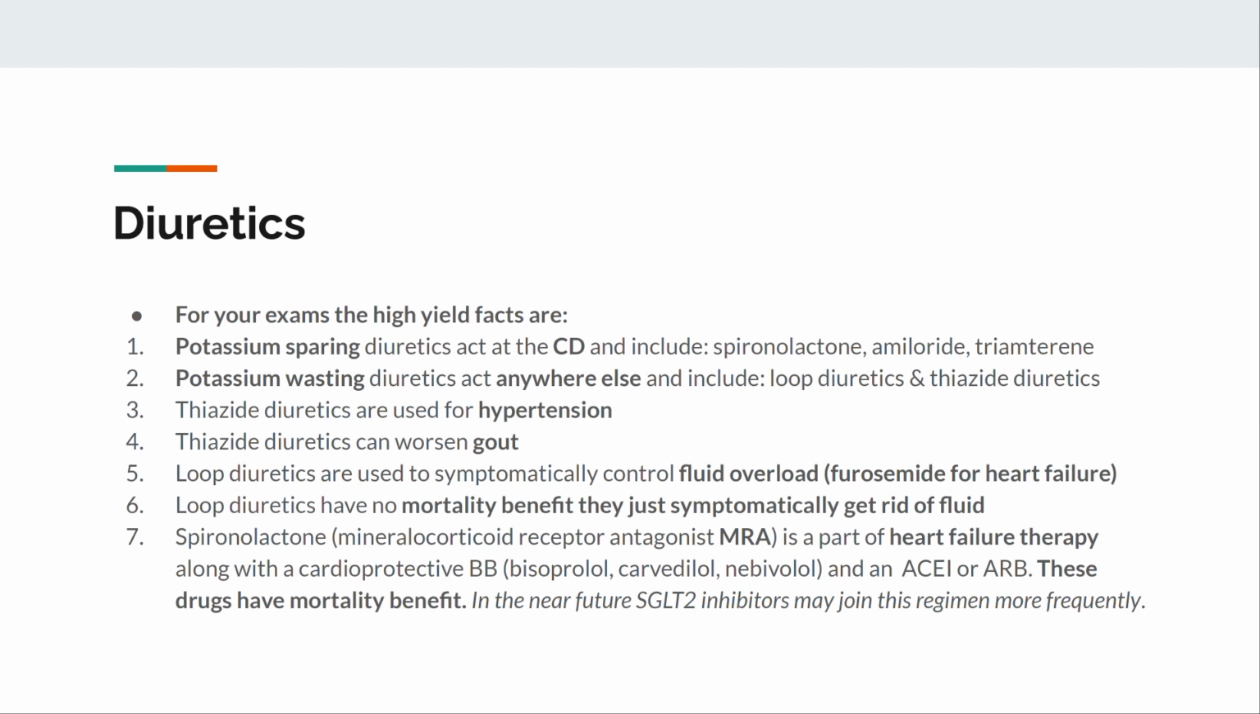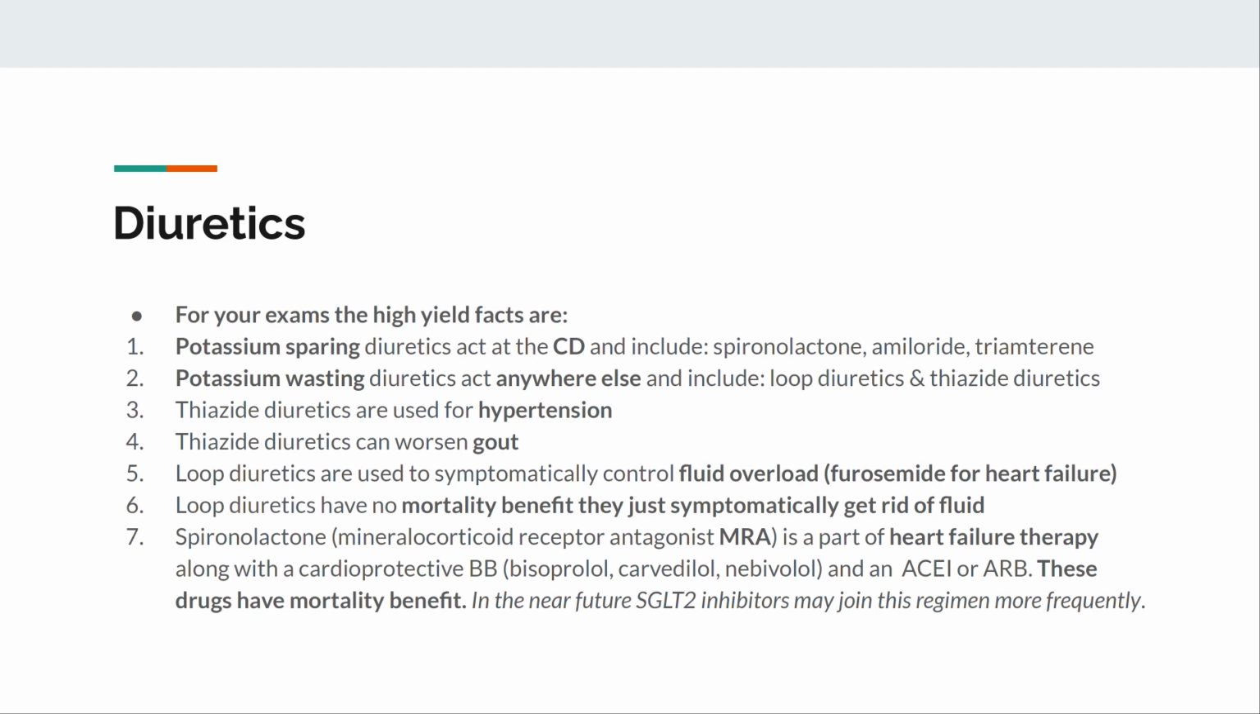The drugs are spironolactone, which can cause gynecomastia because it's a steroid-based medication, amiloride and triamterene. Triamterene you won't see that much, but amiloride and spironolactone would be good names to know. Potassium-wasting diuretics are the ones that act anywhere before the collecting duct because they will prevent the reabsorption of sodium. Sodium will then float its way down to the collecting duct where it will get exchanged to promote the loss of potassium in the urine. So these diuretics are things like loop diuretics like furosemide or thiazide diuretics like hydrochlorothiazide.